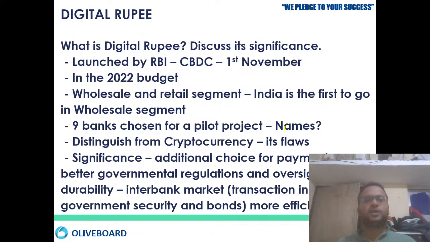All right. So third question, that is, what is digital rupee? Discuss its significance. So you know that it has been launched by RBI on 1st November. Central Bank Digital Currency is the full form of CBDC, and it was already declared in the presentation of budget by Nirmala Sitharaman in 2022 budget. So one thing to be remembered is that as of now, India is the first country to go into the wholesale segment. Now there are two segments, wholesale and retail. Wholesale is about transaction between the banks and RBI, banks and government, right? It is not for the common individual.